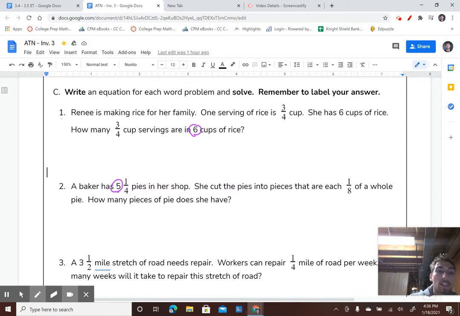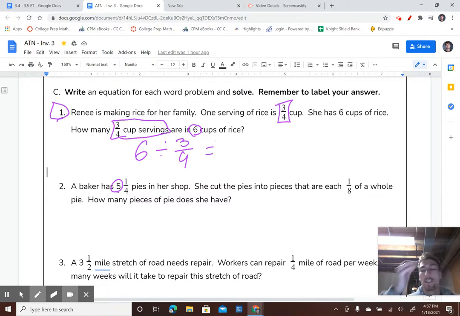So let's go ahead and take a look at the first problem. We have Renee is making rice for her family. One serving of rice is 3/4 cup, and she has 6 cups of rice. How many 3/4 cup servings are in 6 cups of rice? So here I know I'm going to be doing division: 6 divided by the number of servings here, which is 3/4.